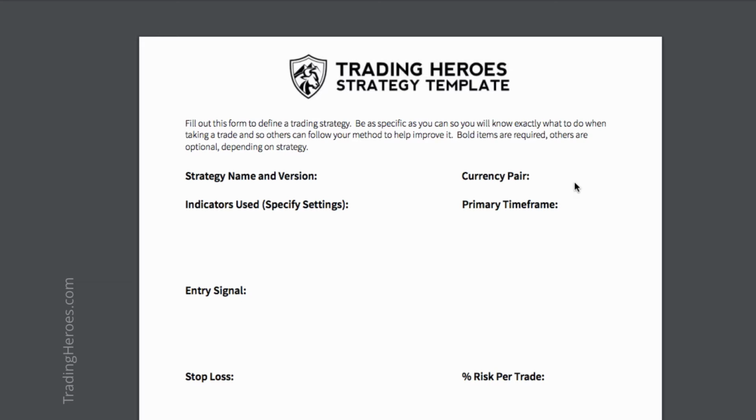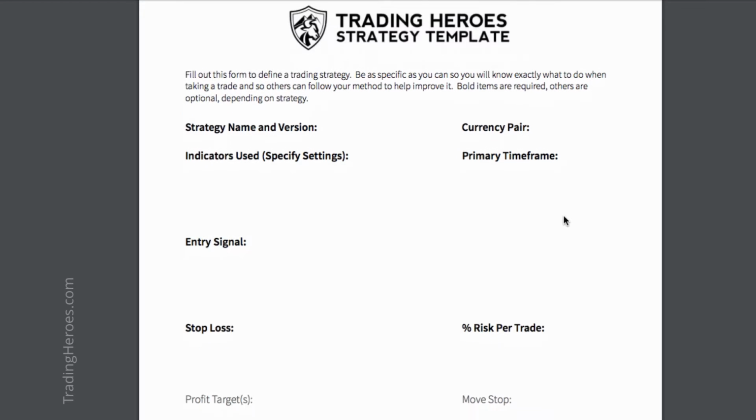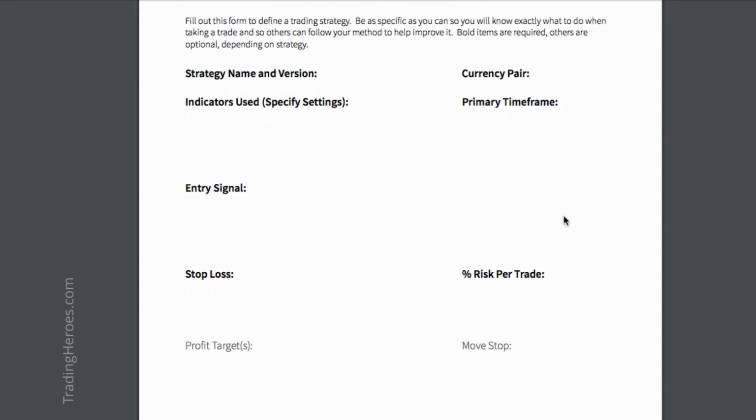So getting back to the worksheet, if your system has indicators, you can put them in here. Be sure to specify the settings. For example, if you're using an RSI, are you using the traditional 14 period RSI, or are you using something custom? Then the time frame, it just depends on your system. Are you day trading on the 1 minute, or long-term trading on the weekly? So that goes in there.